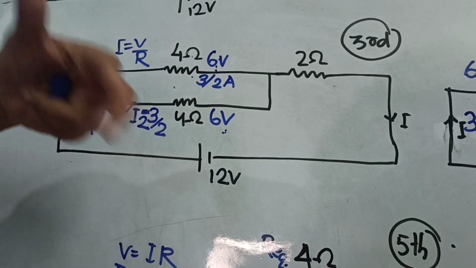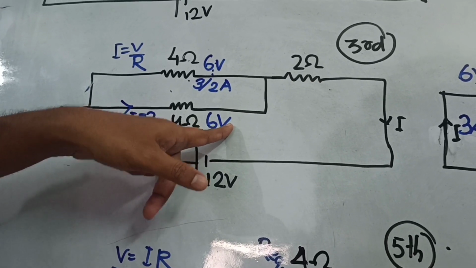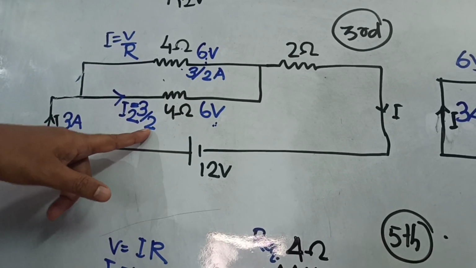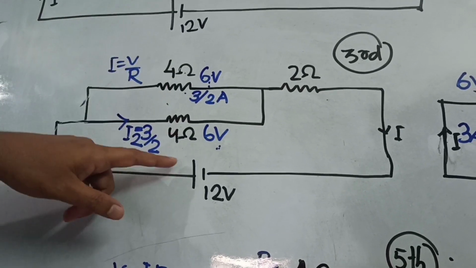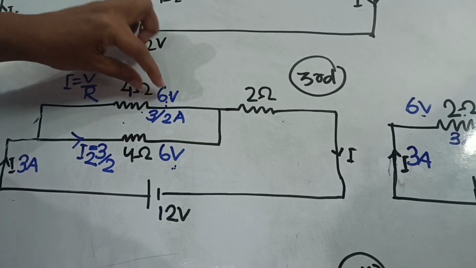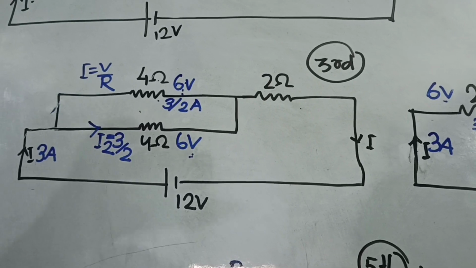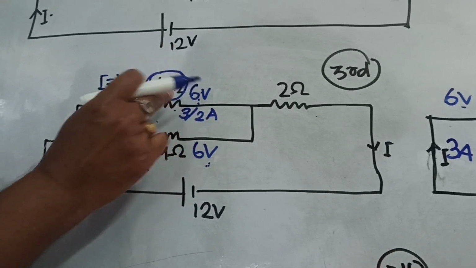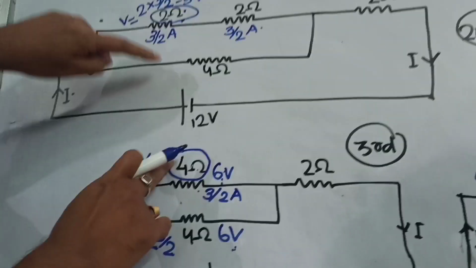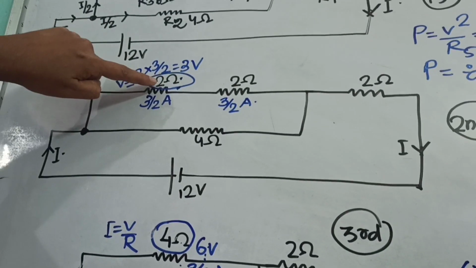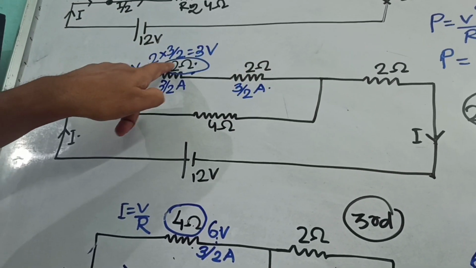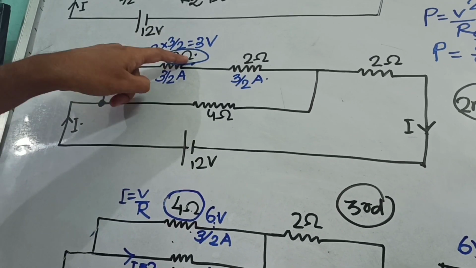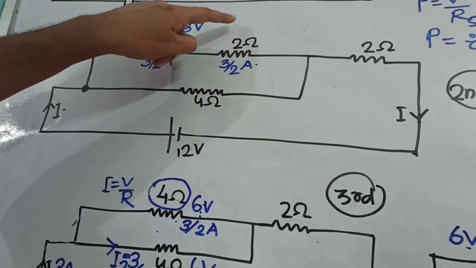If you want the reverse calculation, here the voltage is 6 volt and the resistance is 4, so 6 by 4 is nothing but 3 by 2. So here your current will be flowing 3 by 2 ampere. Is that clear? Now how is this 4 ohm resistor made? This 4 ohm resistor is made with two 2 ohm resistances in series. So this 3 by 2 ampere current will flow through it, and the same 3 by 2 ampere will also flow through the other.